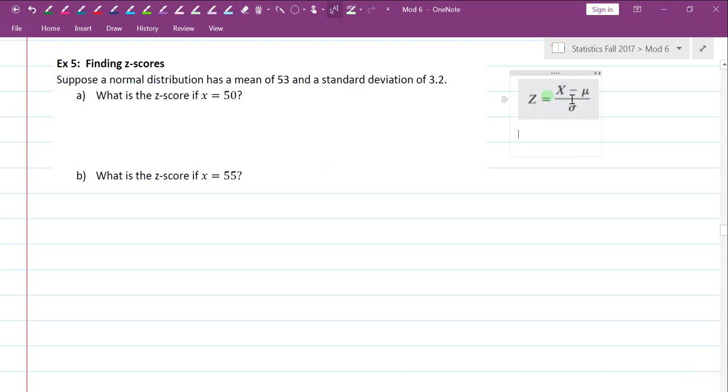Okay. Here's our formula for our z-score. Suppose a normal distribution has a mean of 53 and a standard deviation of 3.2. What is the z-score if x equals 50? So to find the z-score for x equals 50, it's going to be z is equal to 50, because that's what x is equal to. Subtract our mean. Mean is 53, subtract our mean, and divide through by our standard deviation, which is 3.2.